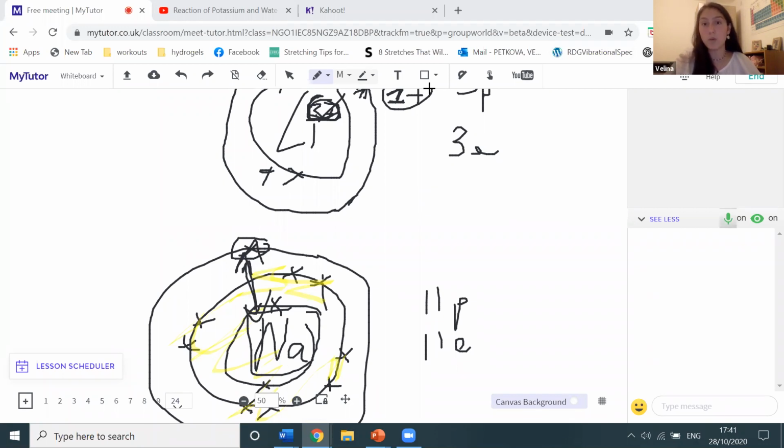You won't be asked, what is the shielding effect? You just need to know that the shielding effect reduces the attraction. So the more shells you have in between the nucleus and the outer electron, the less attraction you feel. Okay?